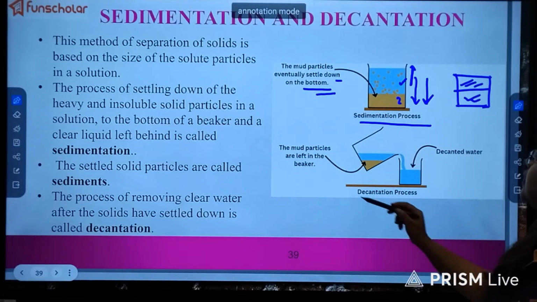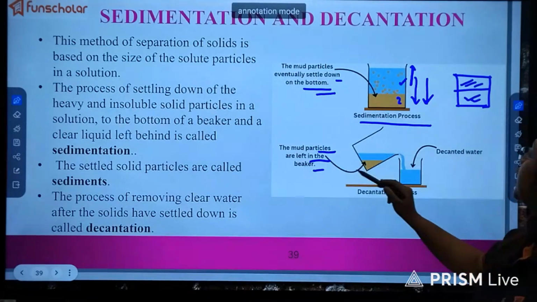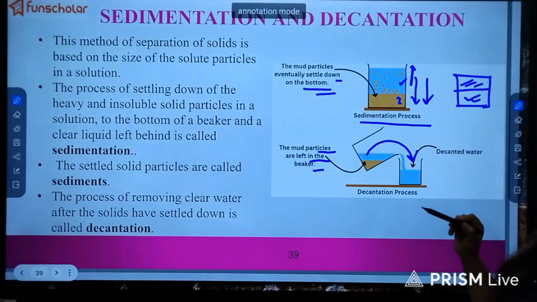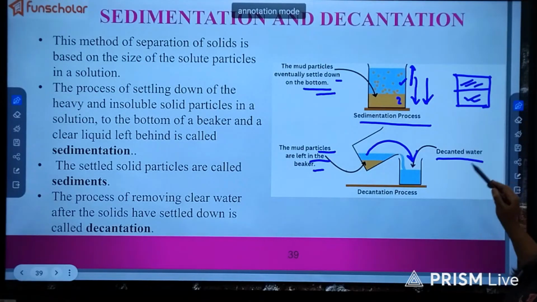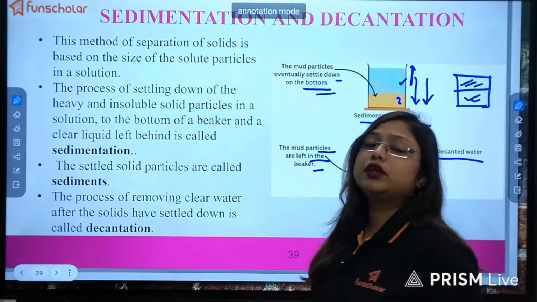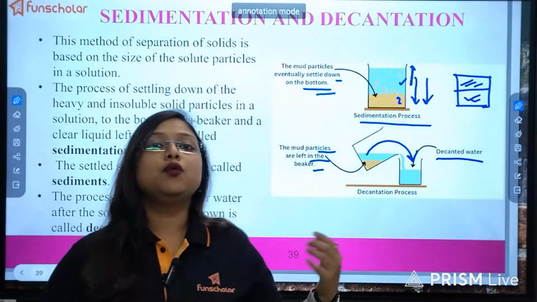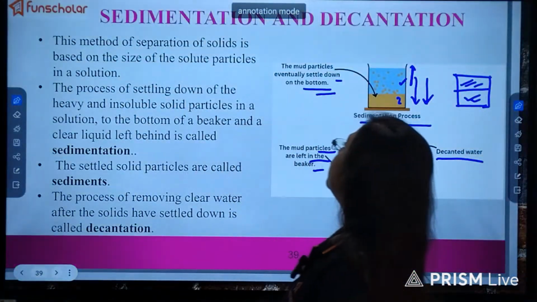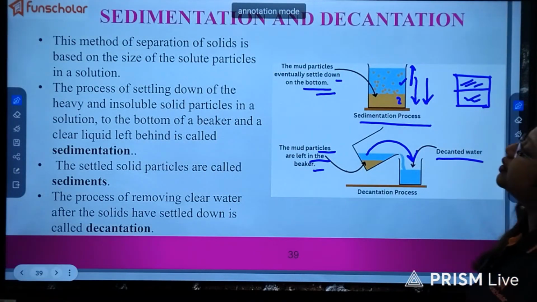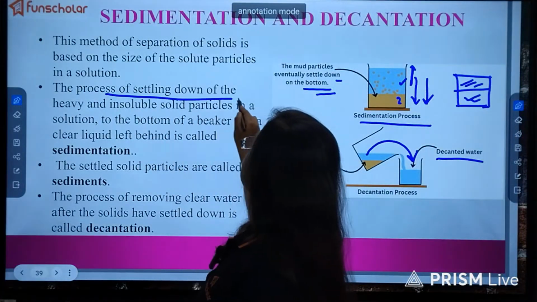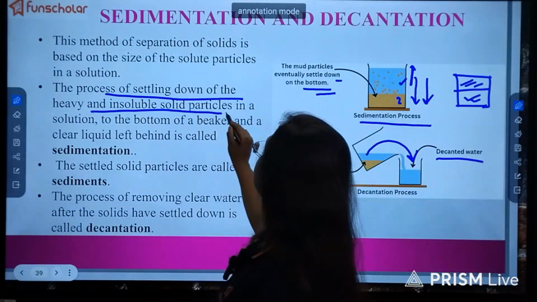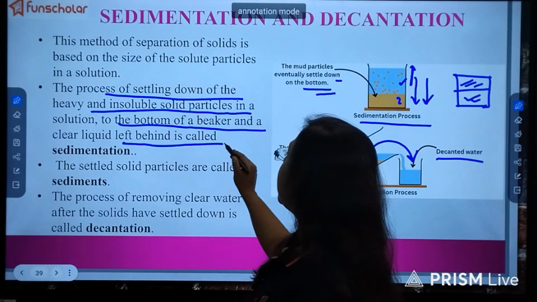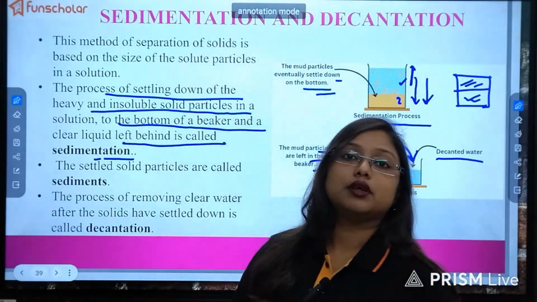And then what is decantation? The mud particles are left in the beaker and the water is taken out from that beaker into a different beaker, and we call it decanted water. We are just taking out the water from a particular beaker, so in one beaker there is mud and in another beaker there is crystal clear water. Okay, so there are two steps in this process. The process of settling down of heavy and insoluble solid particles in a solution at the bottom of the beaker, with the clear liquid left behind, is called sedimentation.